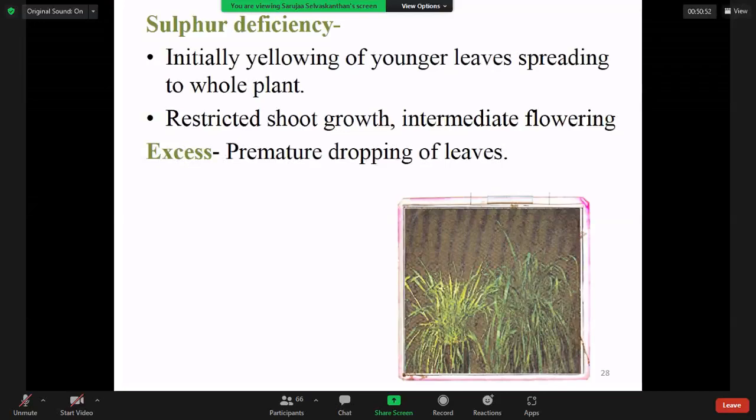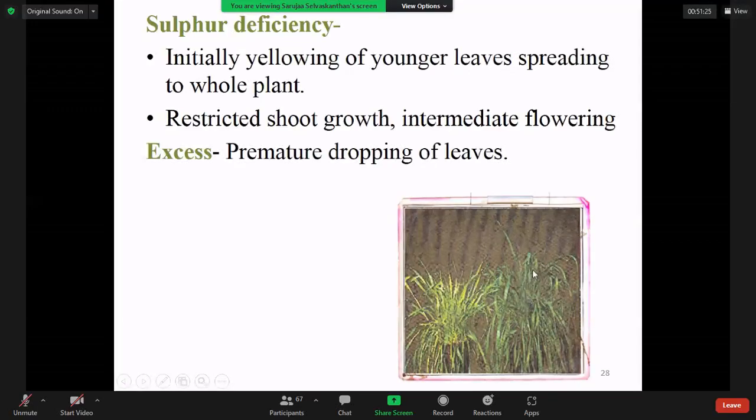Okay, and in sulfur deficiency, the plant shows initially yellowing of younger leaves spreading to the whole plant, restricted shoot growth and delayed flowering. Okay, delayed flowering also can occur if the plant undergoes sulfur deficiency. If it is in excess, toxicity and premature dropping of leaves will be obtained.